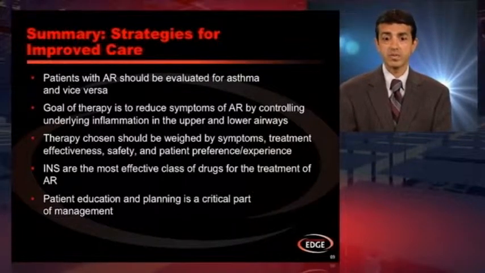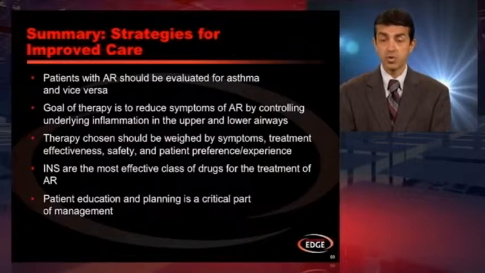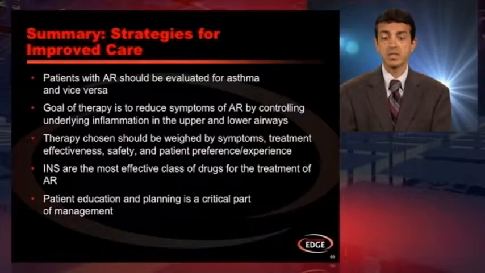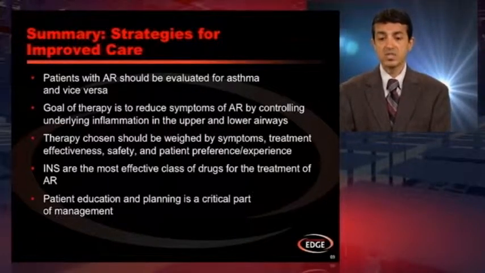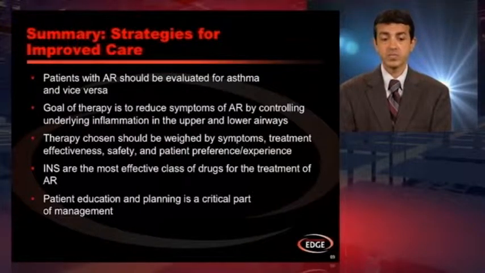The goal of therapy is really to reduce symptoms of AR by controlling the underlying inflammation in both the upper and lower respiratory tract. Therapy should be chosen and weighed according to symptoms, the frequency of those symptoms, the treatment effectiveness, what the patients have tried, what they haven't, what they have failed, the safety of the medications, and patient preference to the sensory attributes. INSs are the most effective class of drug for the treatment of AR, and patient education and planning is a critical part of the management.